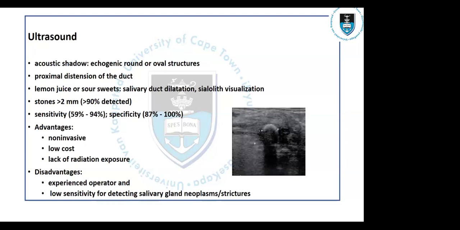hence facilitate sialolith visualization. Ultrasound is mostly suited for stones larger than 2 millimeters, greater than 90% of which can be detected by ultrasound. Stones smaller than 2 millimeters may not produce any acoustic shadow and are therefore difficult to detect. Ultrasound has been reported to have a sensitivity ranging from 59 to 94% and a specificity ranging from 87 to 100% for the detection of submandibular sialolithiasis.